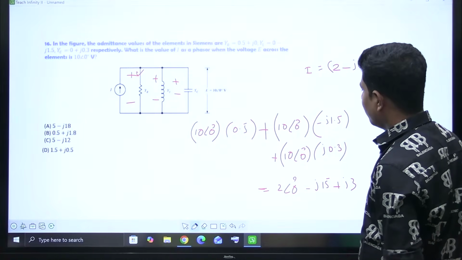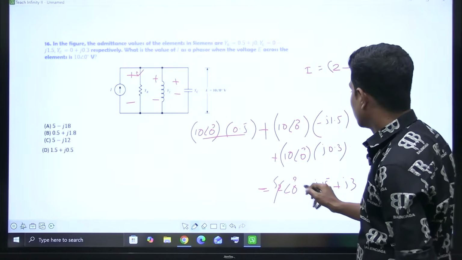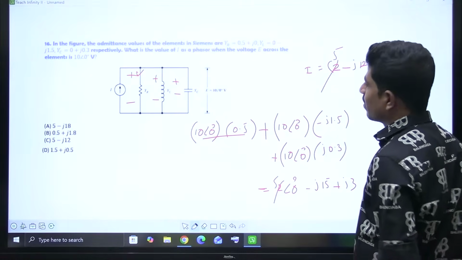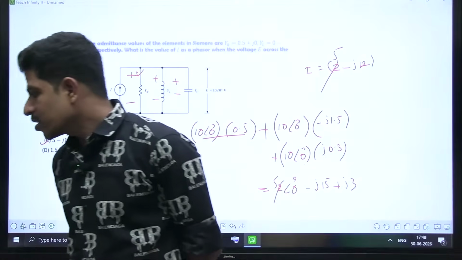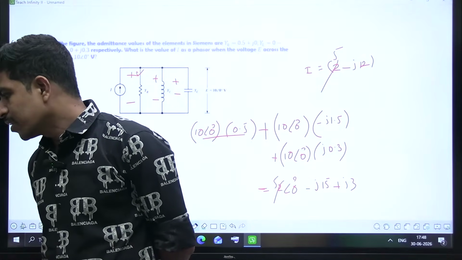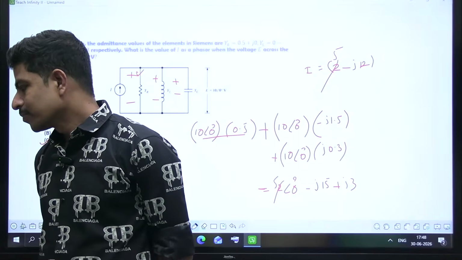Why is it 2? No, this is 5, sorry. Calculation mistake. This is 5. Sorry, I made a calculation mistake. 5 minus J 12. It is option C, C for Chennai. Option C it is. So, tips for electrical students, tips, tricks, all that I'll give in the last.